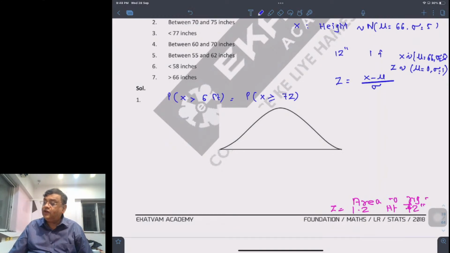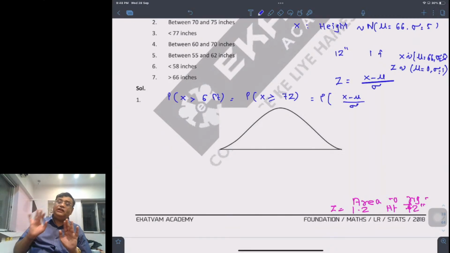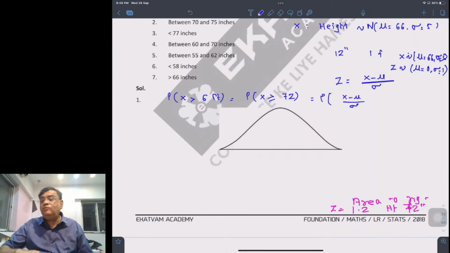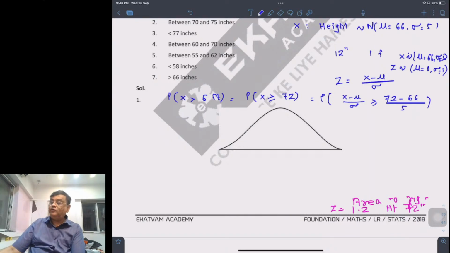Did you understand that z is equal to (x minus mu) upon sigma? So what I will do now is take the probability of (x minus mu) divided by sigma. Whatever you do on the left has to be done on the right. What you did with x, you have to do to the right side. So this is greater than or equal to 72 minus the mean, and the mean is 66, divided by the value of sigma, which is 5.